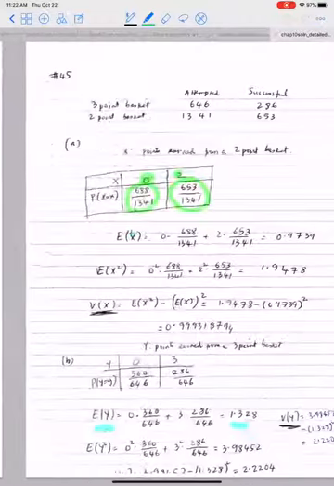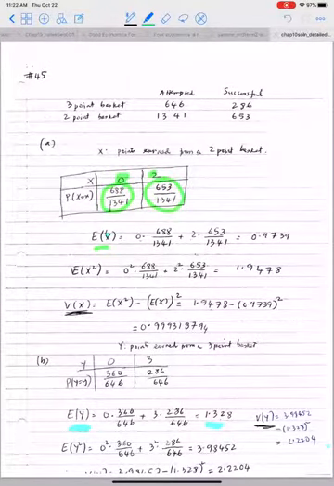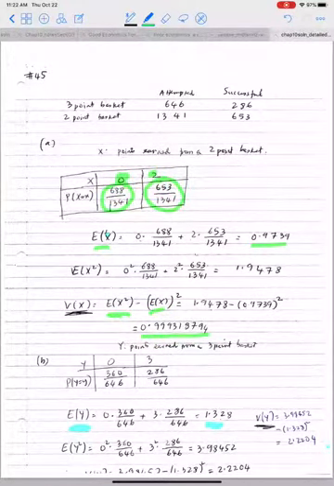So now the expected value is 0 times the probability plus 2 times the probability, and the variance is calculated by the expected value of X squared minus the expected value of X whole squared, which simplifies to this. For the next random variable, we have to do the same. Find the expected value and the variance.